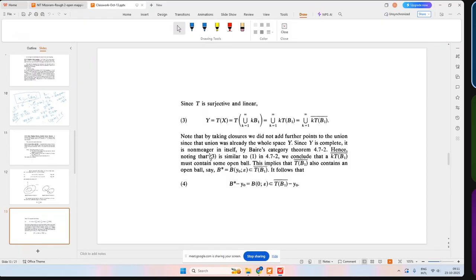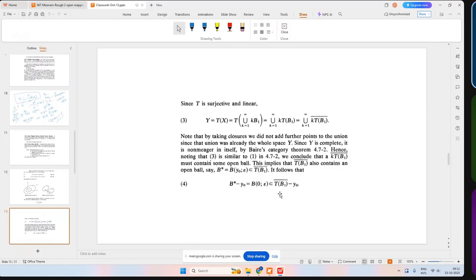Non-meager is thick, meager is thin. Non-meager means there is a ball inside one of these sets, so it has to be in one of the balls. Call that KTB1. This implies that TB1 also contains a unit ball. So how do you get that? Take the TB1 closure. Whatever ball this KTB1 has, you divide by K, and you translate it back to 0.